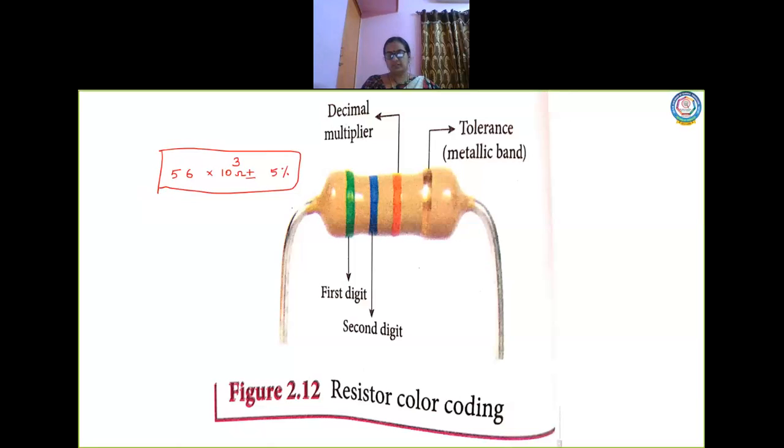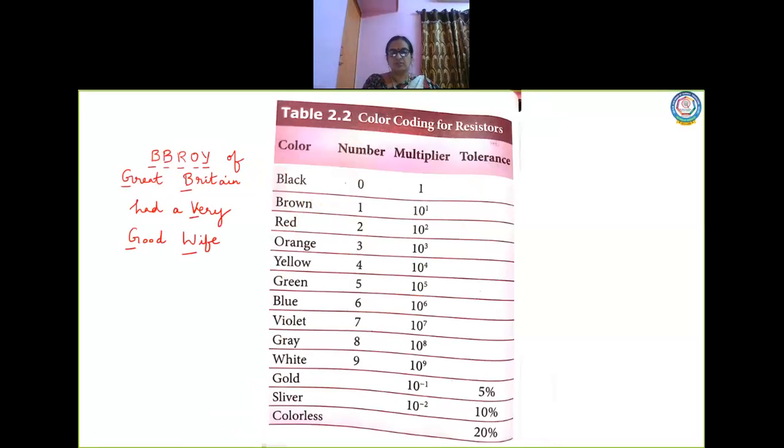Hope you are very clear now. The first color talks about the number. For the second color also you will write the number. For the third color it should be the multiplier. As far as our diagram is concerned, the third color is orange. So you will write the number as a power of 10. Since orange has been given the number 3, it should be 10 power 3.